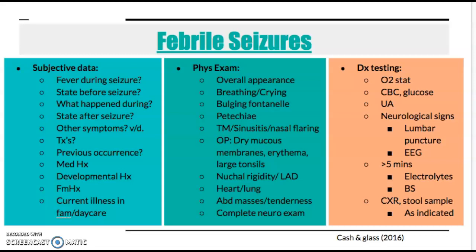During their physical exam, you want to note the child's overall appearance, how they're breathing, how they're crying, if there's any bulging fontanelles, depending on the child's age, if there's any pachea, the tympanic membrane, assessing for sinusitis, nasal flaring. For the oropharynx, you want to see if there's any dry mucous membranes, if there's any erythema, or if they have large tonsils. You want to see if they have any neck rigidity, lymphedema.